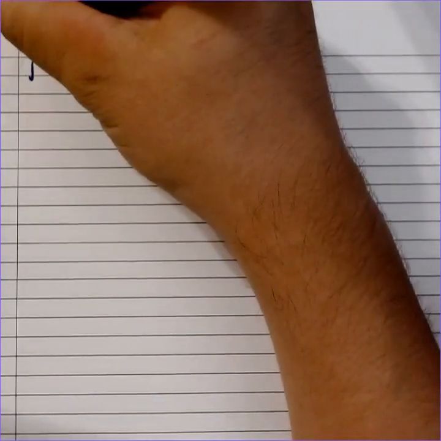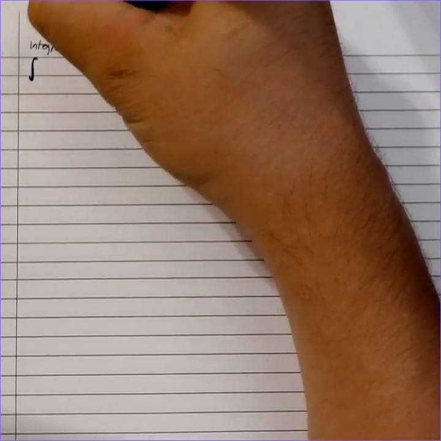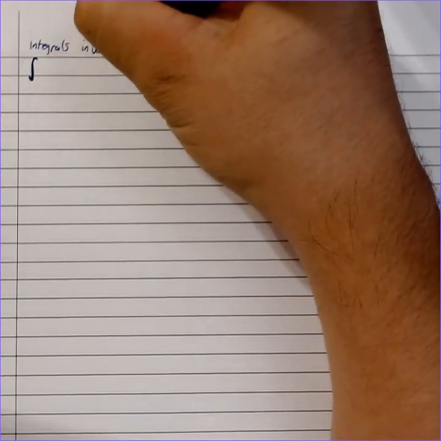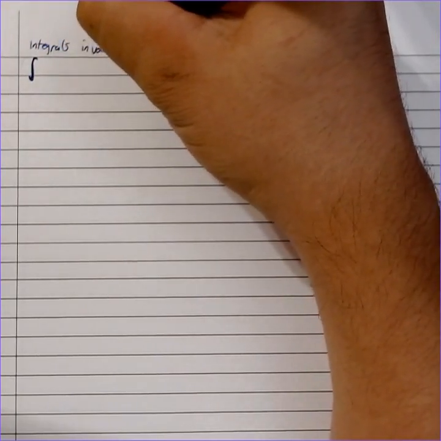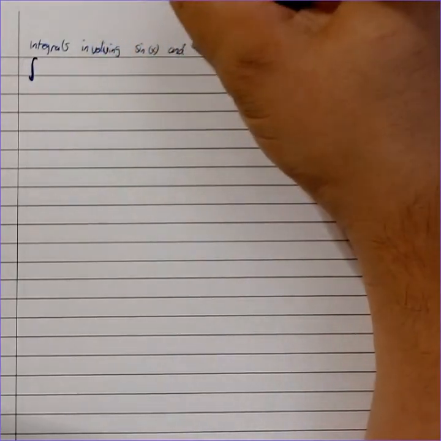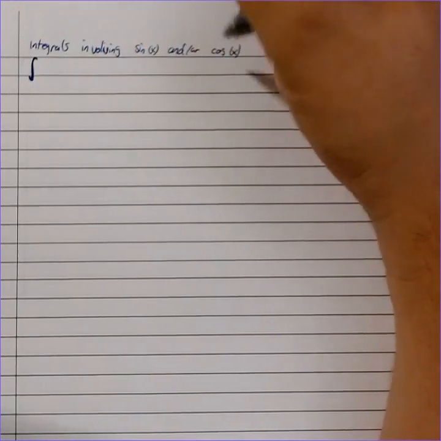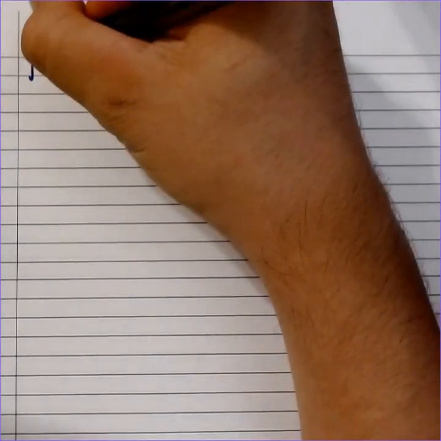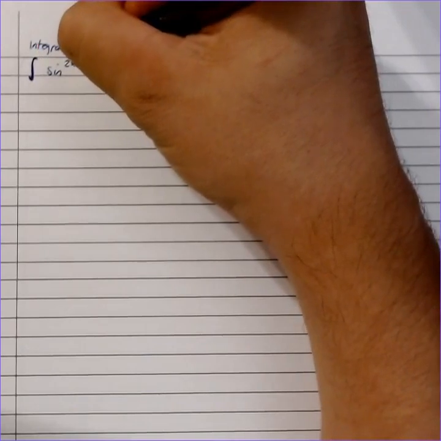Let's begin with integrals that involve sine and/or cosine. So, integrals involving sine of x and/or cosine of x. When you have sine of x and/or cosine of x, the possibilities are you might have something like this. You'll have sine to the power 2k plus 1 of x, cosine to the power n of x dx.